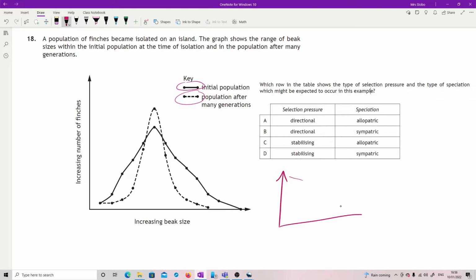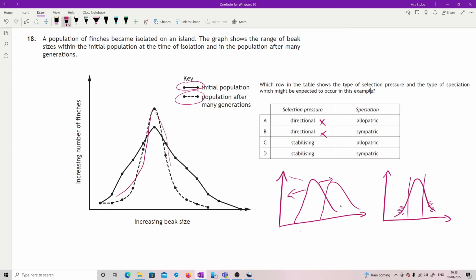Okay, so directional selection means that if this is your starting mean, you have to shift the whole curve, either this way or this way, but you need to move the whole curve. It is not directional. What you have here is stabilizing selection. So you've started off with your range, and then you've selected for this bit in the middle, or you could argue you've selected against the top and bottom. So what you've ended up with is a narrower range in the middle. So it's stabilizing.